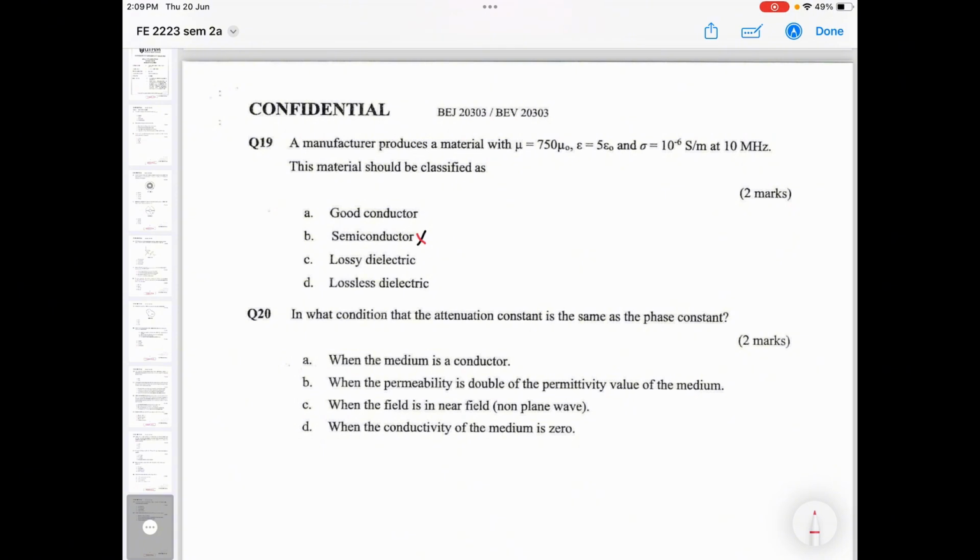So for the lossy dielectric, for the lossless dielectric, the conductivity will be less than the multiplication of omega and epsilon. This is the formula, so we can try. The conductivity is 10 power negative 6, negative 6. We can try whether it is less than that.